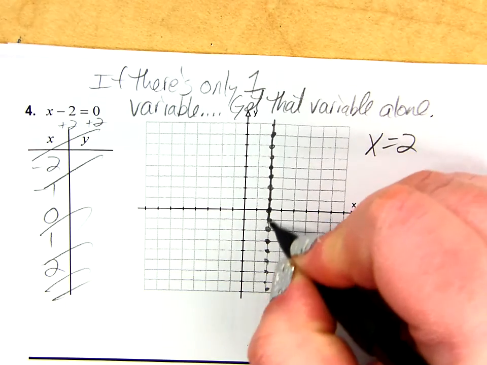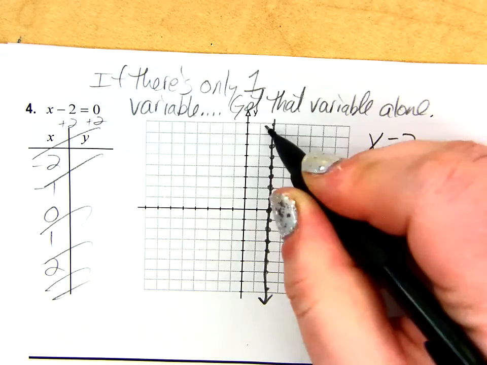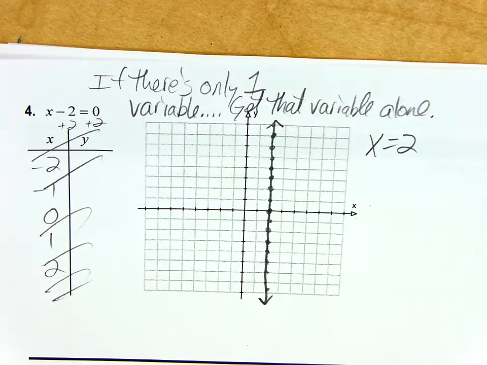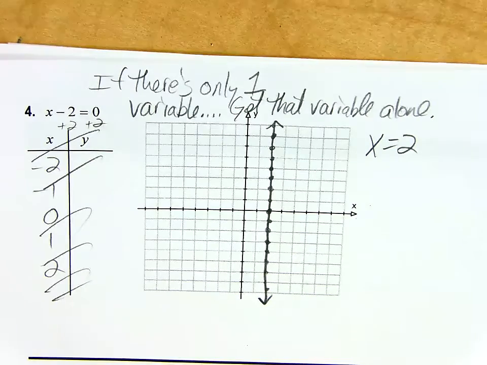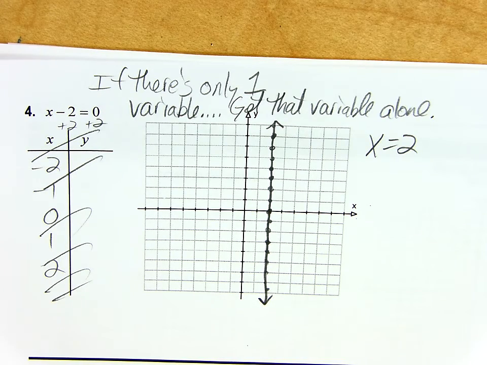So what happens when you have just a single variable, you end up getting a perfectly vertical line or horizontal line. How do you think I end up with a horizontal line? What would my equation have to look like? Yeah. No x, only y. Correct. If I only had y's and no x's.